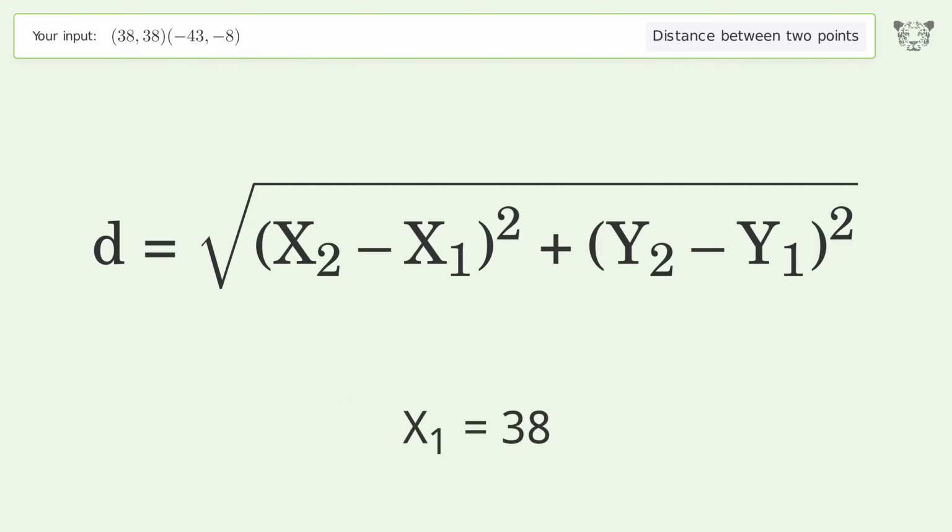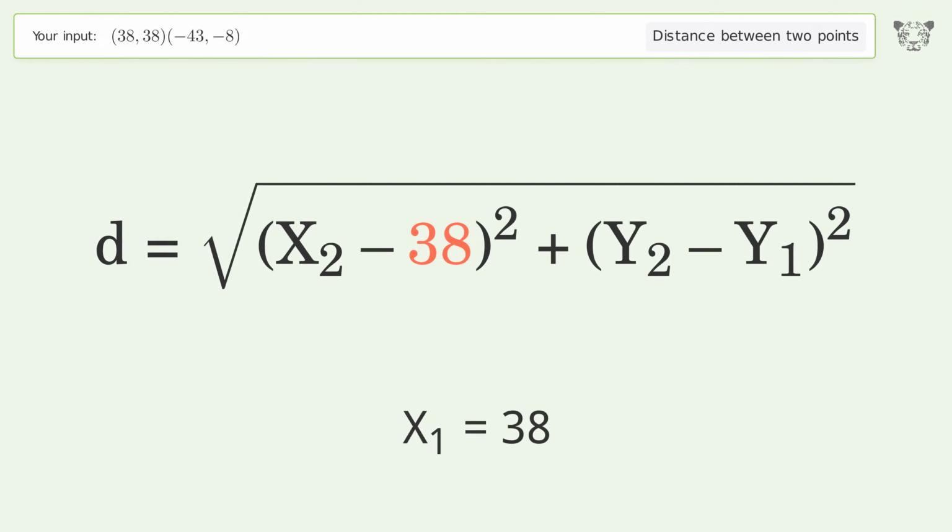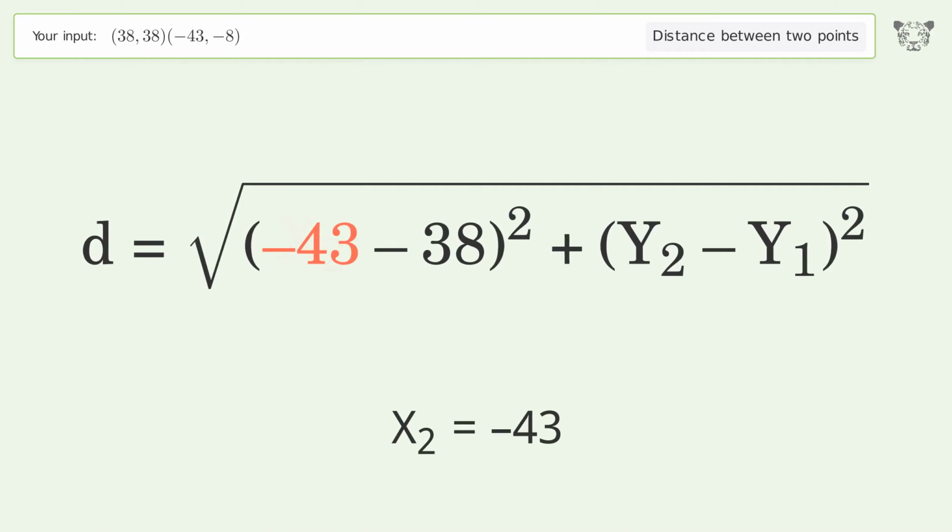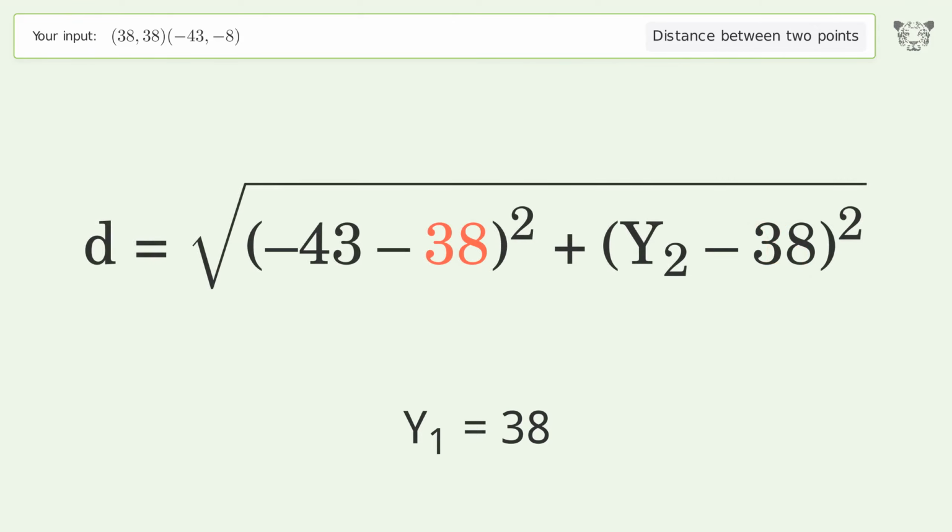x1 equals 38. x2 equals negative 43. y1 equals 38. y2 equals negative 8.